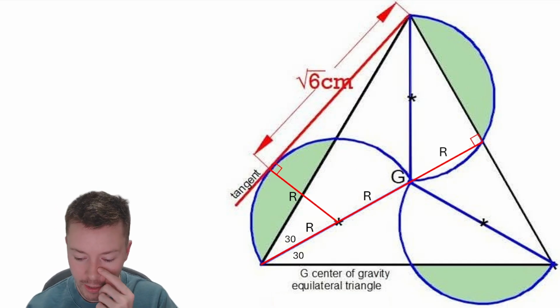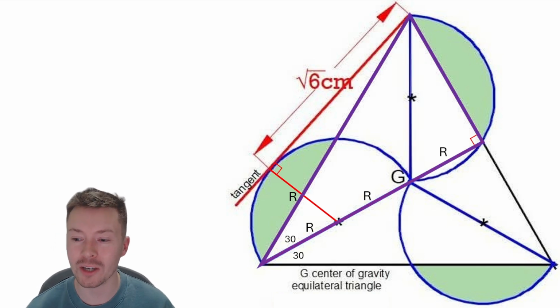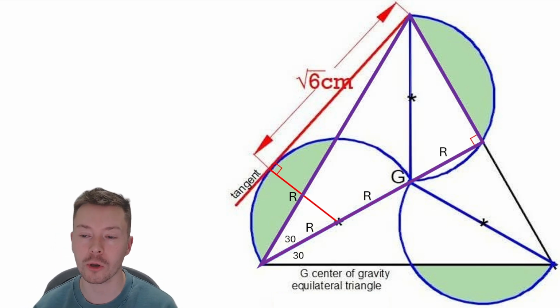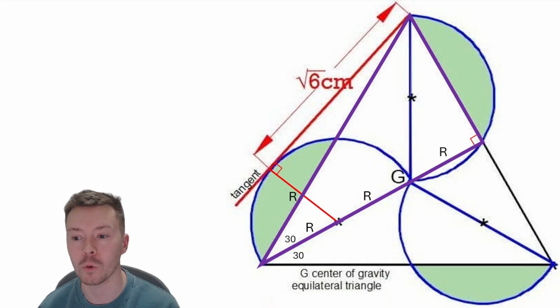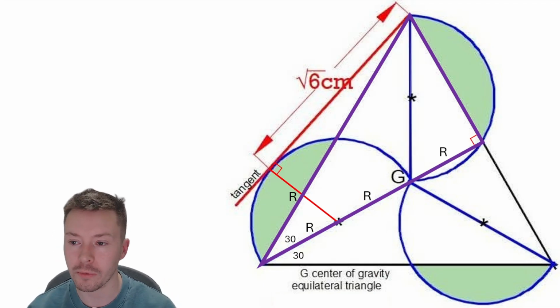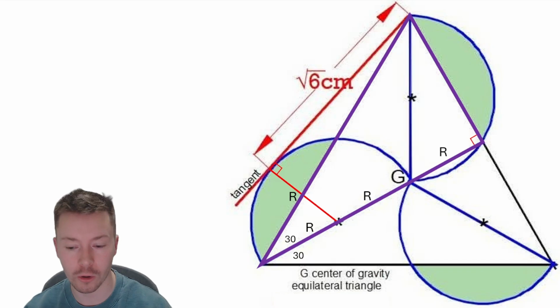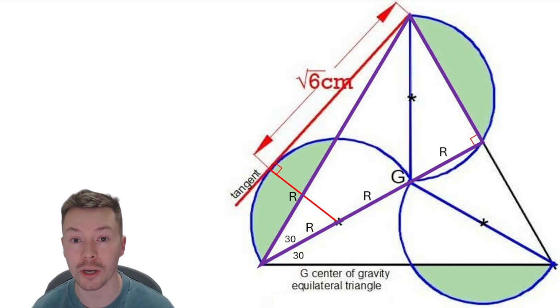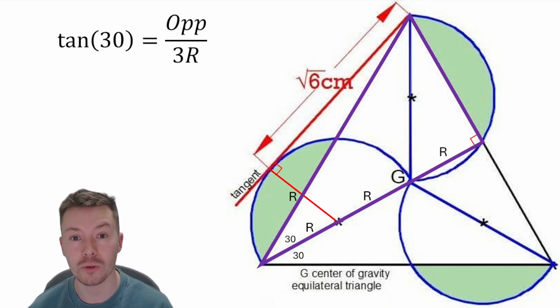Right, now from there, I've got this right-angled triangle here that I've highlighted in purple. I'm going to look at that triangle, and I'm going to work out this side length up here. Now, the way I'm going to do that, because I've got this 30 degrees down here, is by using right-angle trigonometry. I'm working on the opposite. I've got the adjacent in terms of R. So I'm going to use tan.